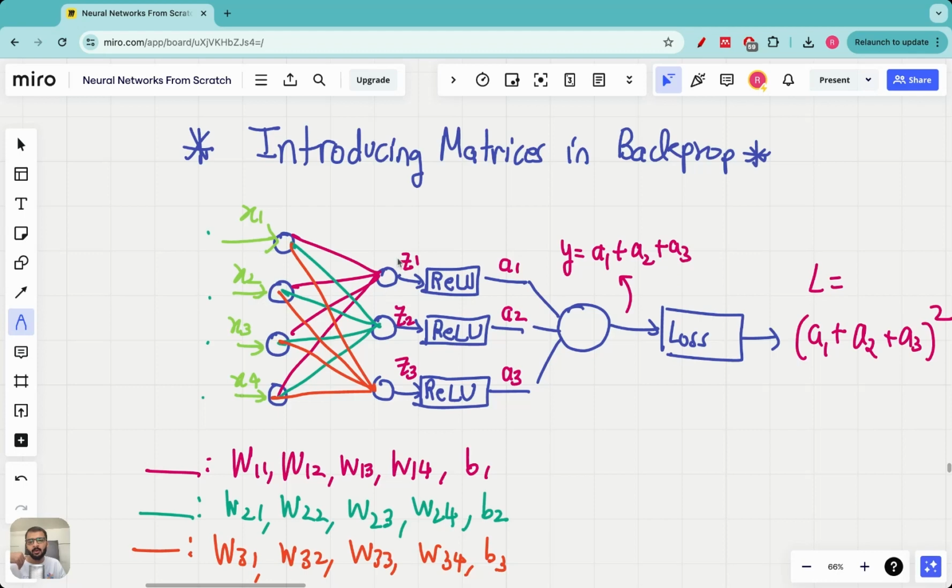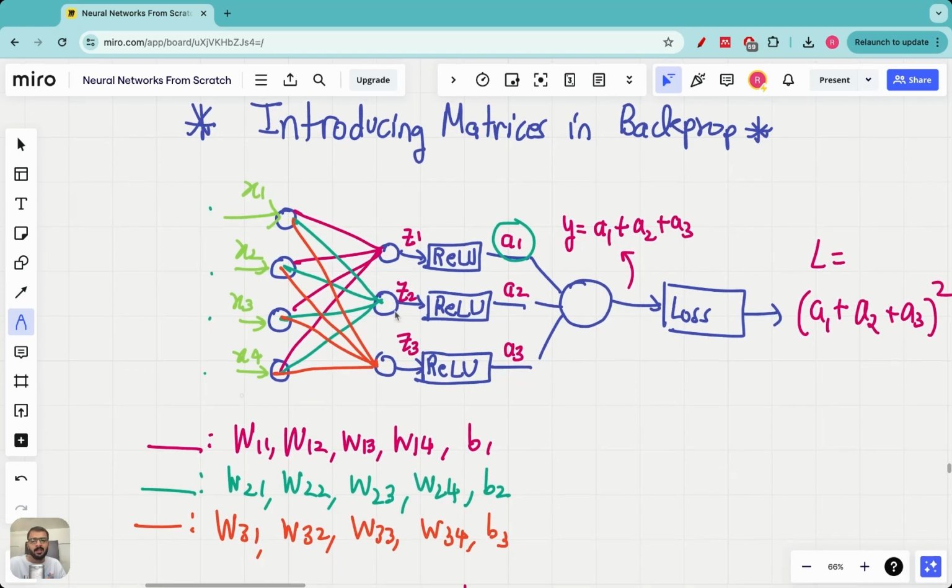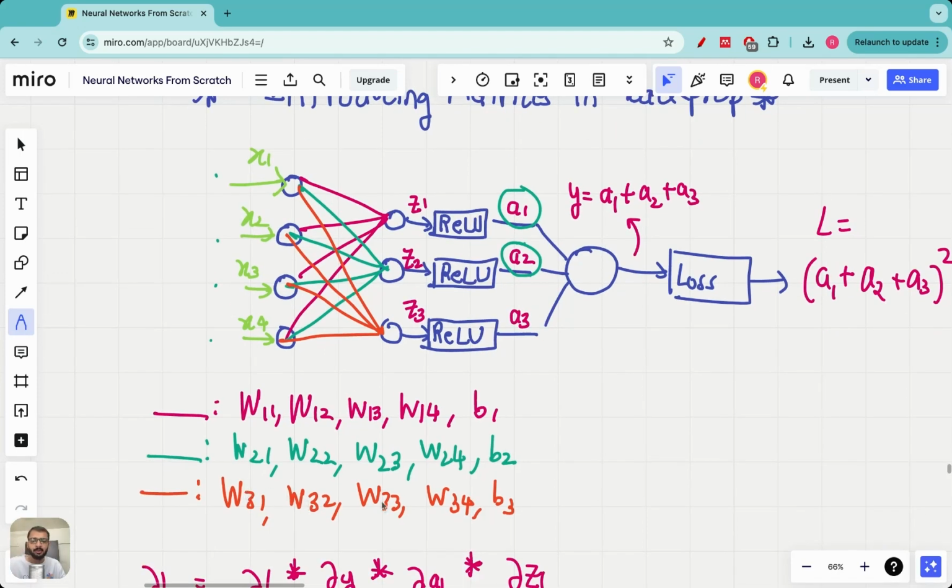Then this output of the neuron, which is Z1, is passed through a ReLU activation function, which leads to the output A1. Similarly, for the second neuron, the weights are W21, W22, W23, W24, and the bias term is B2. The output of the second neuron is Z2, which is passed through the ReLU, which leads to A2. And very similarly, for the third neuron, the weights are W31, W32, W33, W34, and the bias is B3. The output of the third neuron is Z3, which is passed through the ReLU activation function, which leads to an output of A3.